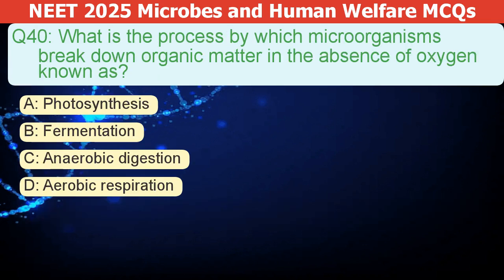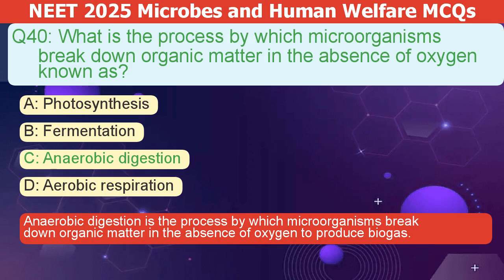What is the process by which microorganisms break down organic matter in the absence of oxygen known as? A. Photosynthesis. B. Fermentation. C. Anaerobic digestion. D. Aerobic respiration. The correct answer is C. Anaerobic digestion is the process by which microorganisms break down organic matter in the absence of oxygen to produce biogas.